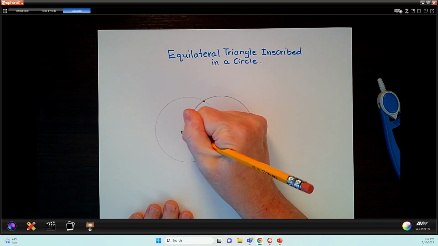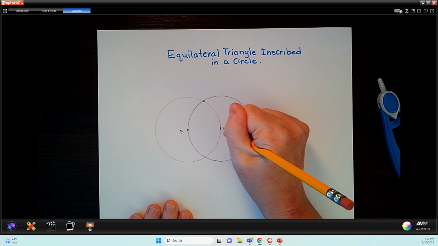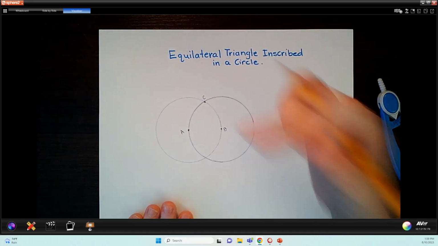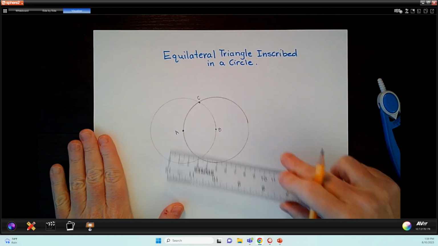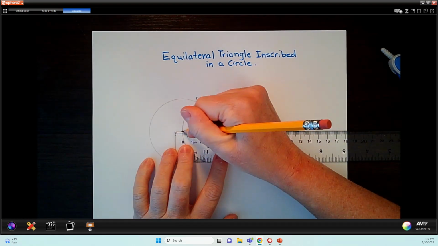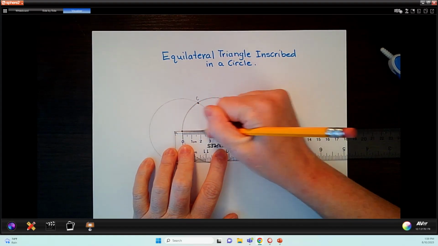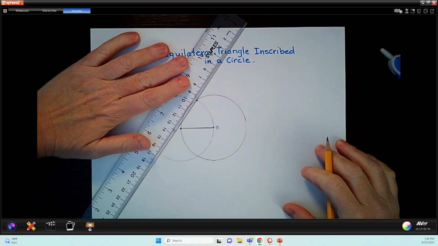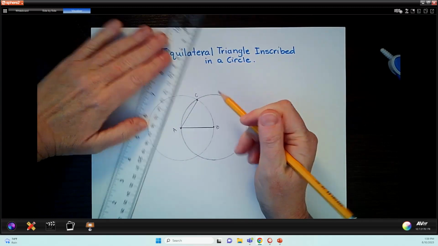So I'm going to label my points. Remember, I told you always make sure to label your points. A, B, C. I said circle A, circle B. This could be point C. And then I'm going to use my straight edge to come over here and connect these line segments. So here's my first line segment. Try to be as precise as possible. And then from A to C, and from C to B.